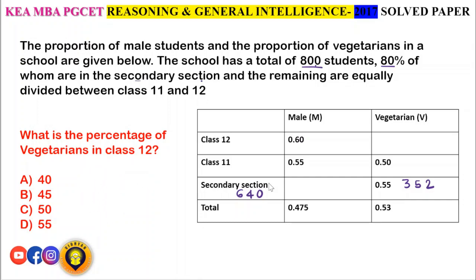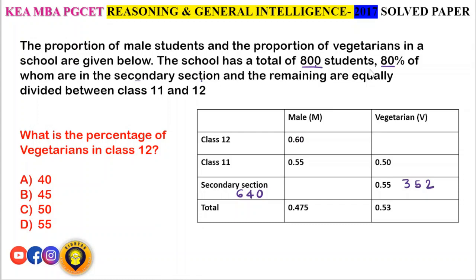352 students are vegetarian. So it doesn't mean that the remaining are male here. Not like that. 352 are vegetarians, only that part you know. Out of 640, the remaining are non-vegetarians. Now in this 640, you don't know the number of males. Leave. Next.